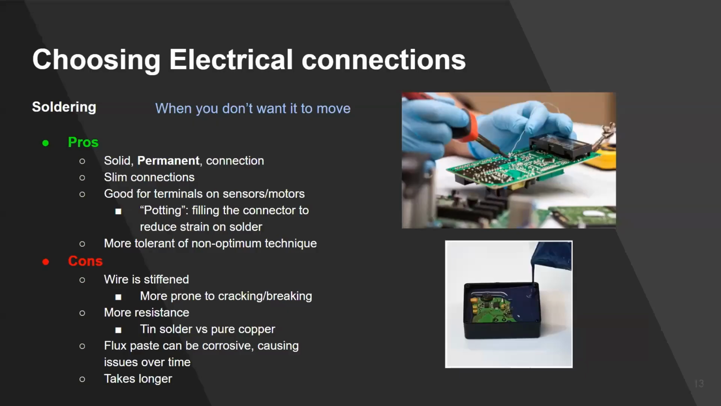Choosing the ways to connect your electrical components. So the gold standard, of course, is soldering when you don't want it to move. If you're doing electronics, like you see in the top picture here, of course, if you're doing a circuit board, there's no other way to make sure that things stay in place than soldering. That is the permanent connection. That is the best way.